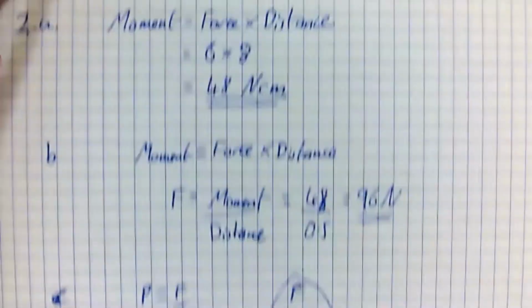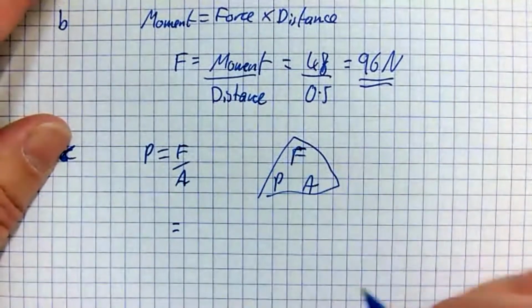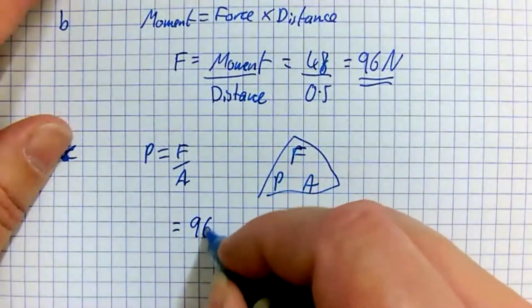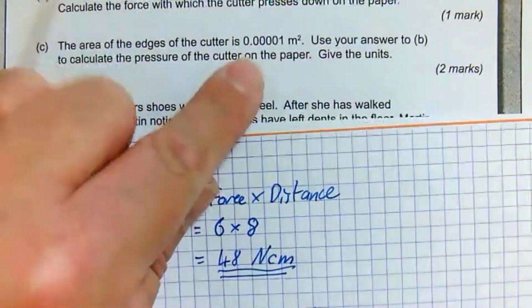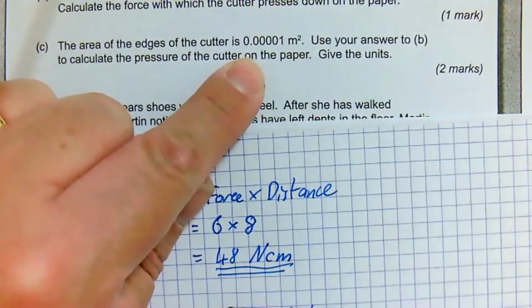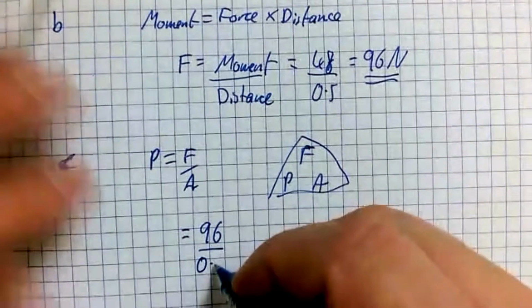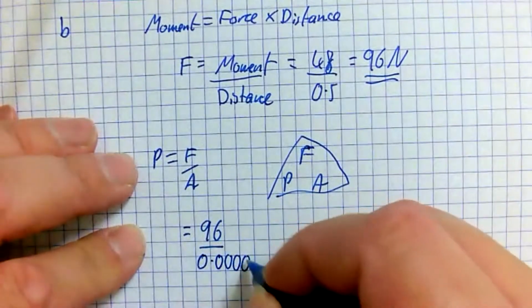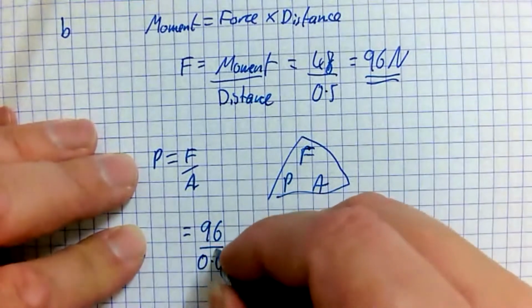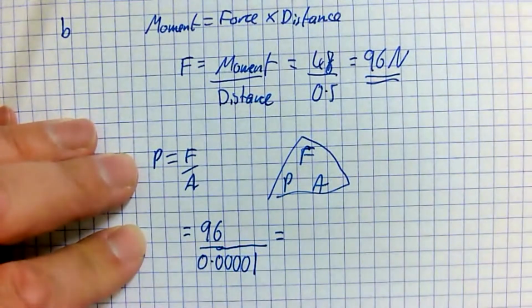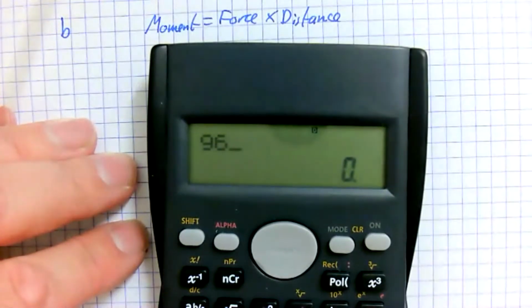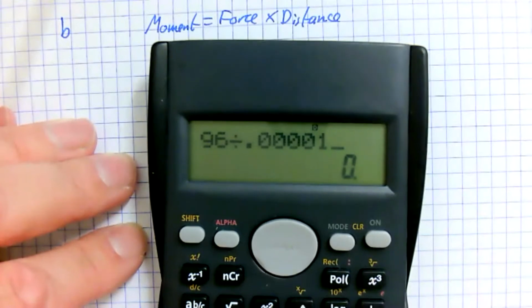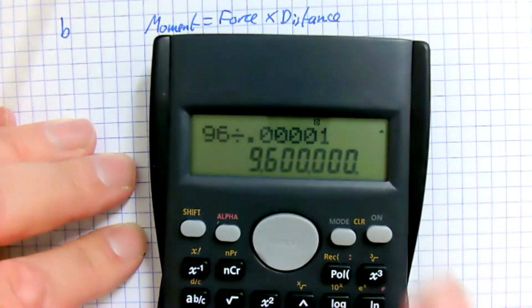So the pressure is going to be the force, which we calculated before was 96, divided by the area, which it tells you is 0.00001. Write it down, make sure it's clear: 4 zeros plus the one before the decimal point. Then all we do is calculate it: 96 divided by 0.00001 gives me 9,600,000.